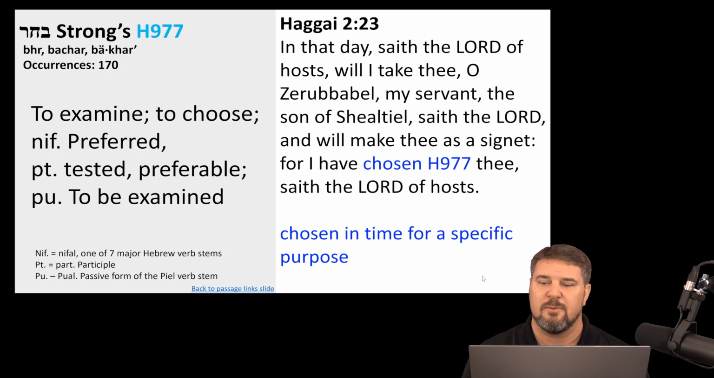"Will I take thee, O Zerubbabel, my servant, the son of Shealtiel, saith the Lord, and will make thee as a signet, for I have chosen thee, saith the Lord." So he's chosen in time to serve in a certain capacity, not chosen in eternity past.